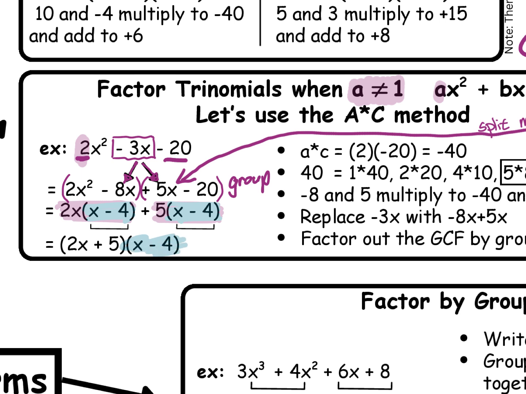right there. And then to find out what this is, you just take this term, 2x times x minus 4, divide by x minus 4, and I get 2x. That's where this comes from. And then I take 5 times x minus 4 and divide by x minus 4. Those x minus 4s will cancel out, and I get this 5 right there. All right, so this is our fully factored form.